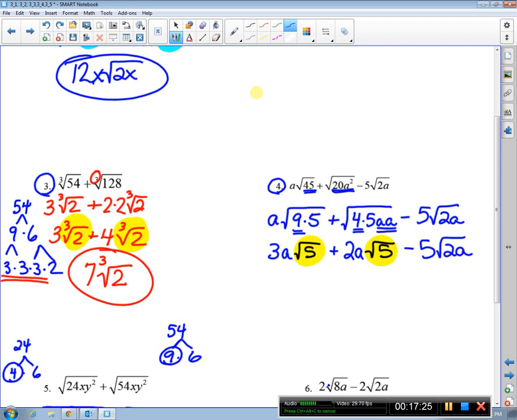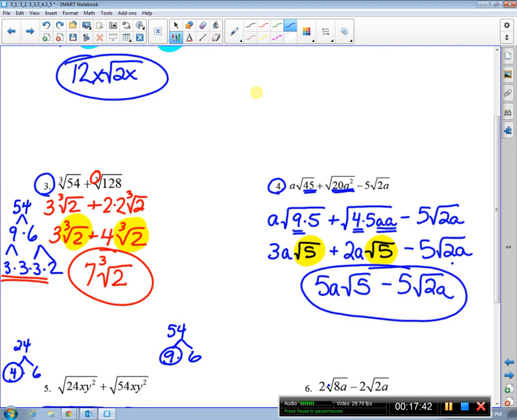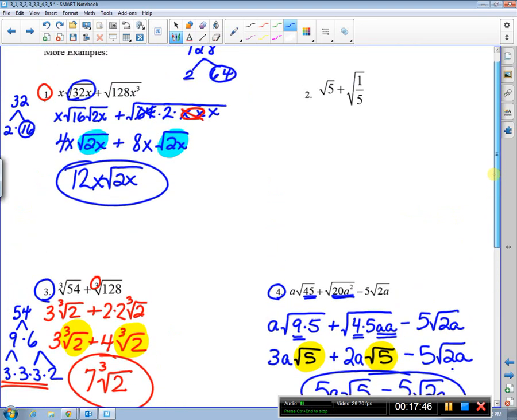The only 2 like radicals I have are these with the square root of 5. Square root of 2a doesn't fit in with these 2 guys. So we end up here with 5a radical 5 minus 5 radical 2a. Sometimes you just can't combine the radicals, and so you just write them in the polynomial form.